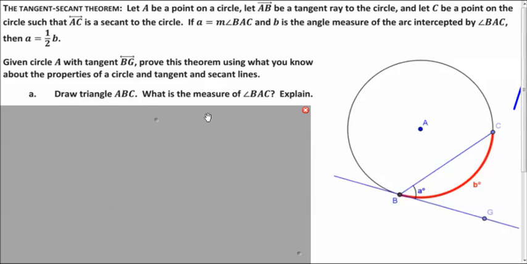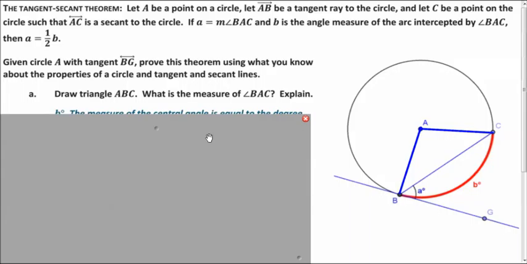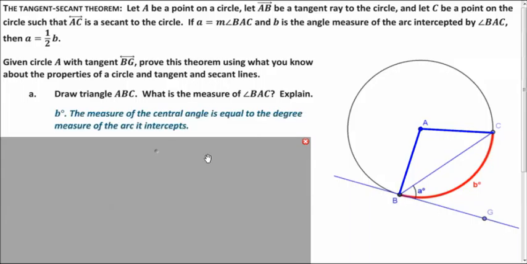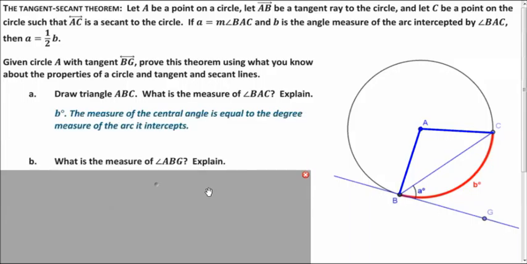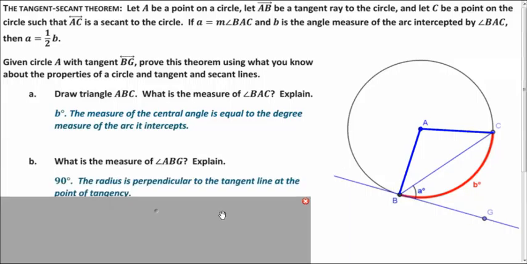And to do it, we want to draw in triangle ABC. And now, what can we say about the measure of angle BAC? Well, it's a central angle, so it has to have the same measure as its intercepted arc, so it also measures b degrees. And what about angle ABG? What's its measure? Well, that's formed by a radius and a tangent here, so that has to be 90 degrees.